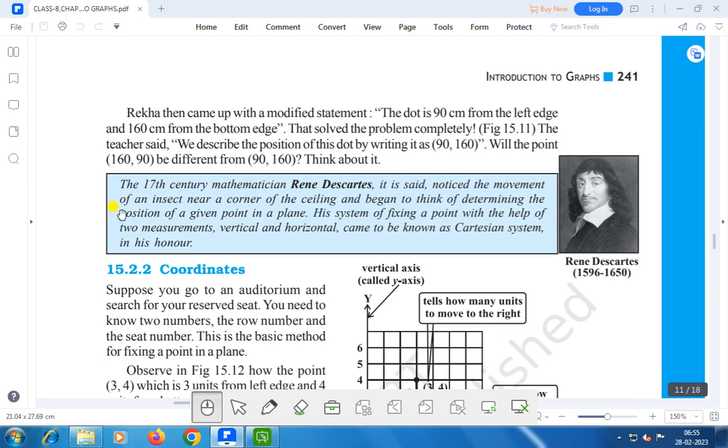Think about it. The 17th century mathematician René Descartes, it is said, noticed the movement of an insect near a corner of a ceiling and began to think of determining the position of a given point in a plane. His system of fixing a point with the help of two measurements, vertical and horizontal, came to be known as the Cartesian system in his honor.